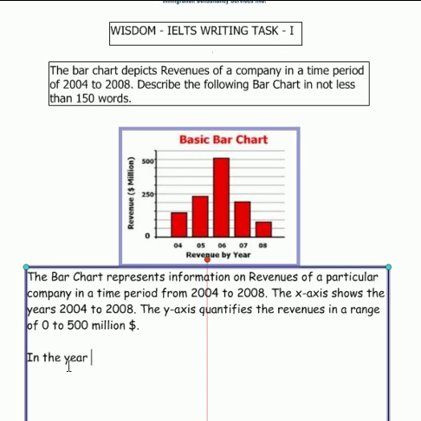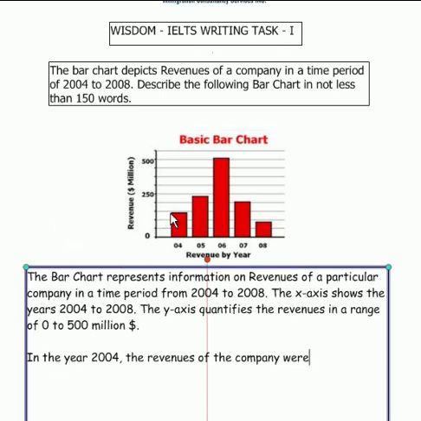In the year 2004, the revenues of the company were, now you can see the bar chart is somewhere here, which is more than halfway between 0 and 250. Now halfway between 0 and 250 would be 125, so we can say it's more than 125. Were more than $125 million. Now remember, whenever you have to write a figure, you have to mention the units, million dollars, every time.